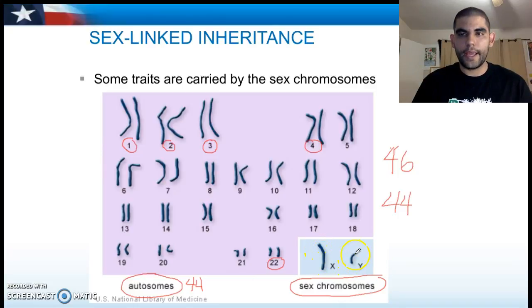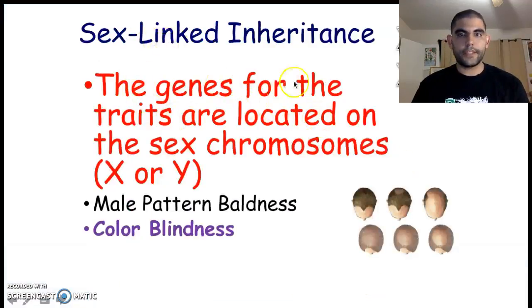And then you have the sex chromosomes, which are going to be the X in this case and the Y chromosome. So these are two chromosomes that determine the sex of the individual. And not just determine the sex, they also determine some traits which are carried on these chromosomes. There are specific genes, bands of genes, that are carried on these chromosomes. So that's what sex-linked traits are: the genes for the traits that are located on the sex chromosomes, the X and the Y. This is what sex-linked inheritance is.